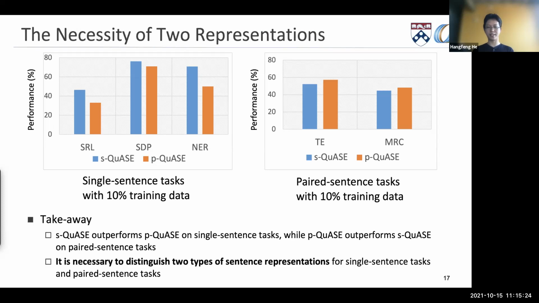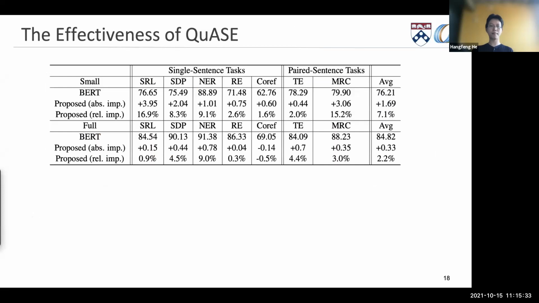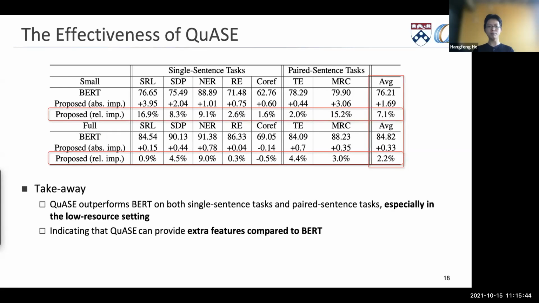The results indicate that it's necessary for us to distinguish two types of sentence representations, and this distinction can help us to design better models. Finally, we evaluated QUIZ on 5 single sentence tasks and 2 paired sentence tasks in both low resource setting and full setting. We found that QUIZ outperforms BERT on both single sentence tasks and paired sentence tasks, especially in the low resource setting. The results indicate that QUIZ can provide extra features compared to BERT.